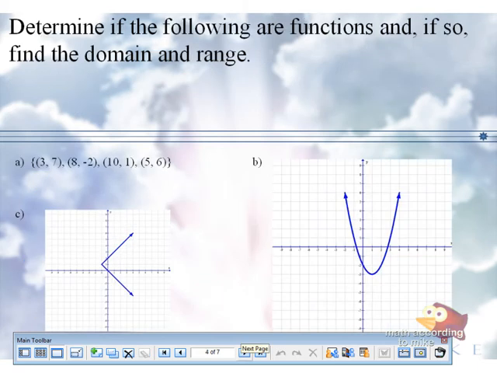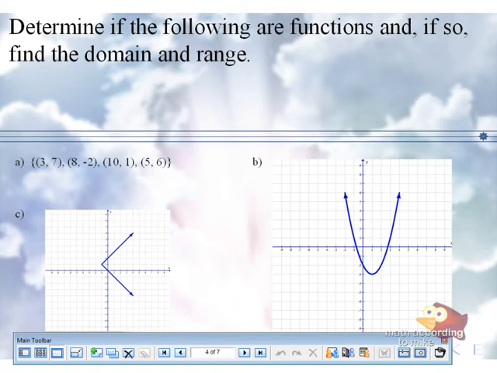Determine if the following are functions, and if so, find the domain and range. Part A. We're getting some ordered pairs this time. So let's go by Drew's definition, because that's going to work great for us. Does every x go to 1 y in part A?